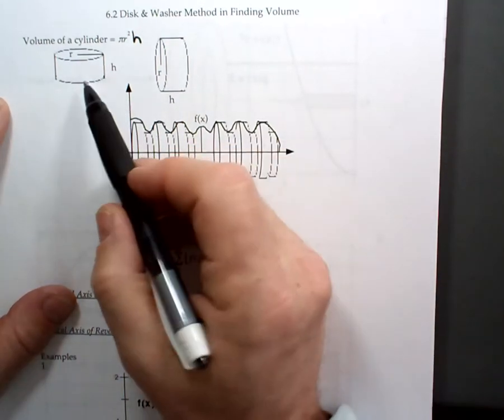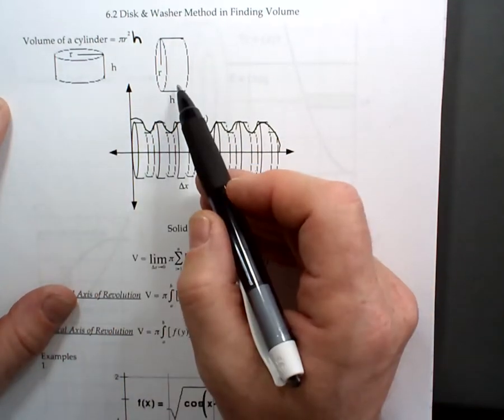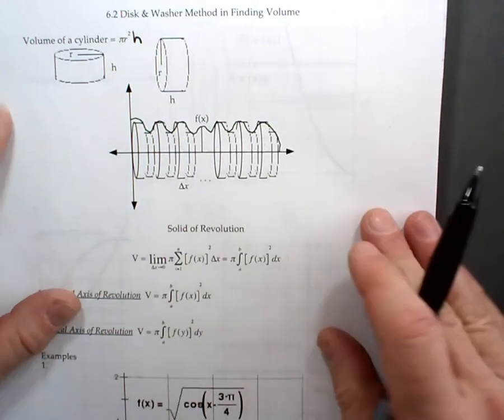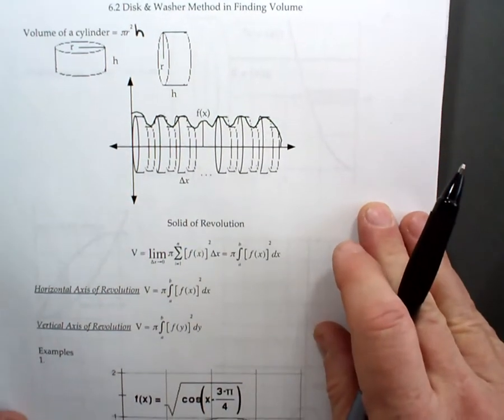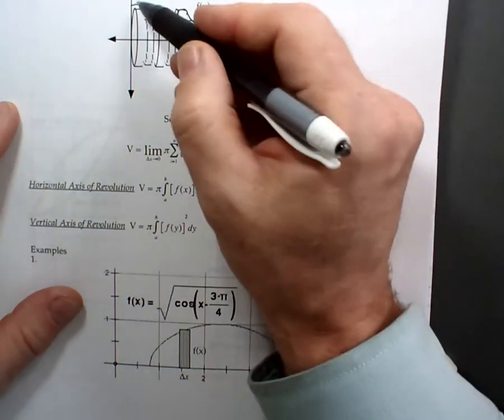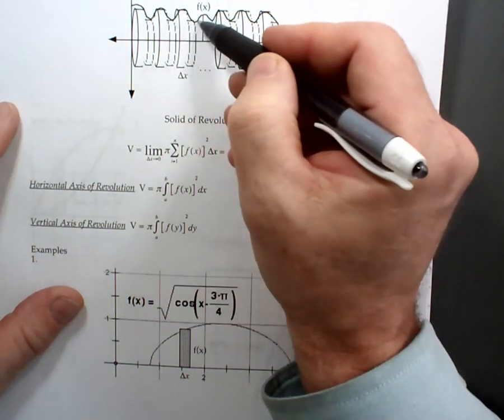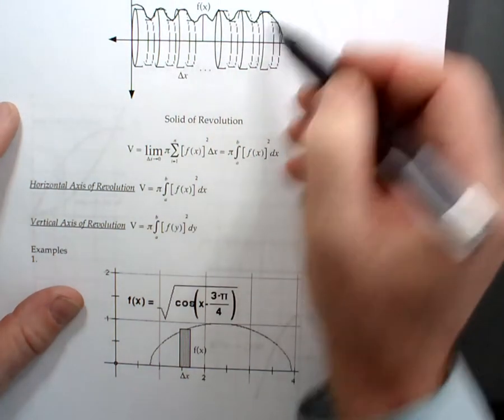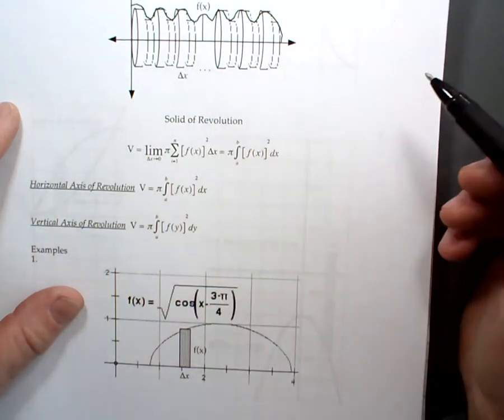And so I took it and I just put it on its side, just like rolling a quarter down on the floor or something like that. And then I tried to do this by hand. And I had this crazy function that's right here, and I tried to show you all the different disks. And I was showing that this was delta x.